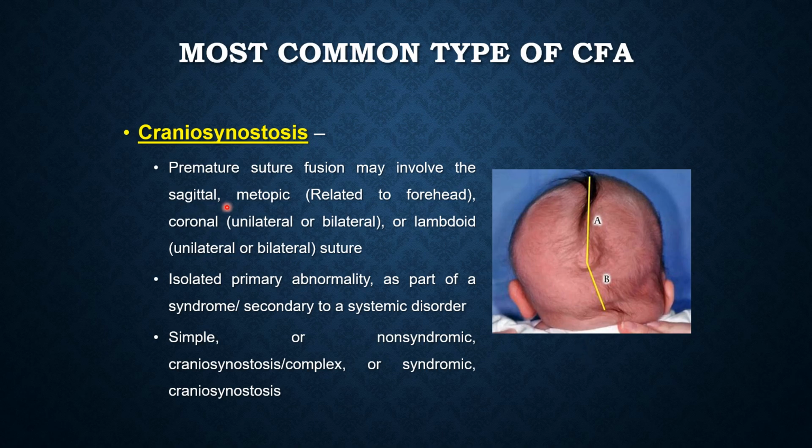It may be sagittal, metopic related to the forehead, or coronal. So these are the names of the sutures; accordingly, they name them. Lambdoid is also a suture. For example, if there is a premature fusion of the lambdoid suture, then it is known as lambdoid unilateral or bilateral synostosis. Okay. So it may cause various syndromes, or it may be associated with primary abnormalities as a part of a syndrome or secondary to a systemic syndrome.